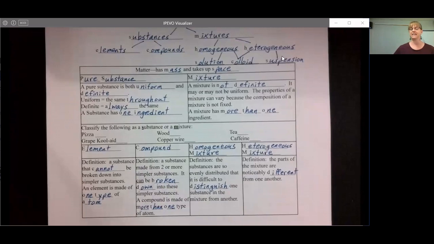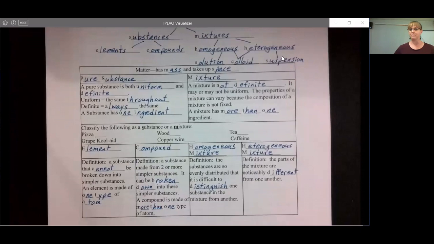Definite means it's always the same. Well, when you get coffee from Walmart versus coffee from McDonald's and coffee from Bojangles, it might taste different. And so coffee is not definite. So a pure substance has to be both uniform and definite. A substance only has one ingredient. That's how it can be the same all the time.